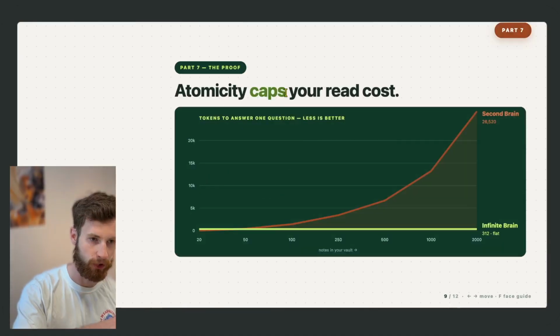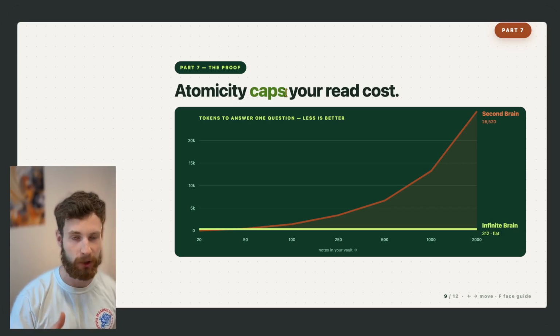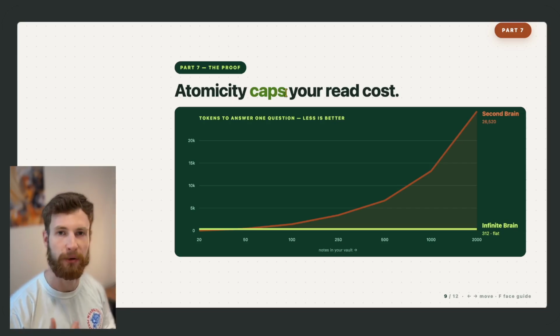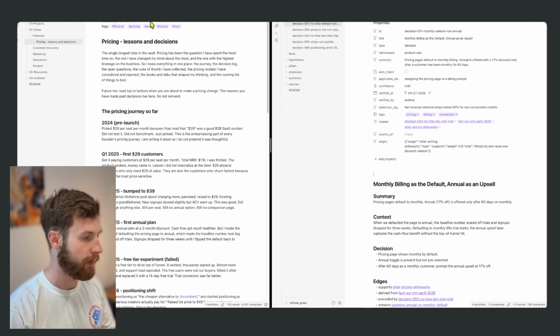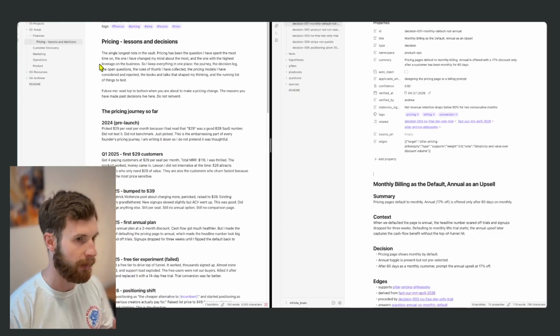Before I show you this chart on why the second brain is working so much worse than the infinite brain, let me show you in a tool called Obsidian how the difference looks. So I have Obsidian here, and this on the left side is a normal second brain type of markdown file, and this on the right side is an infinite brain style.